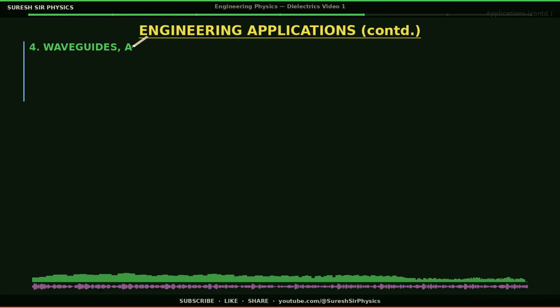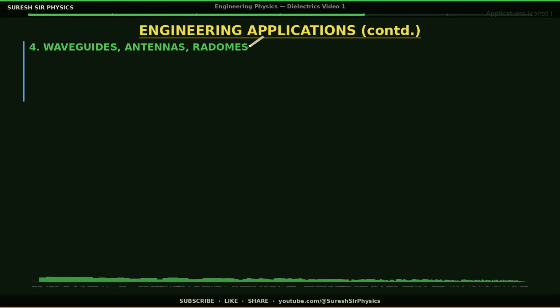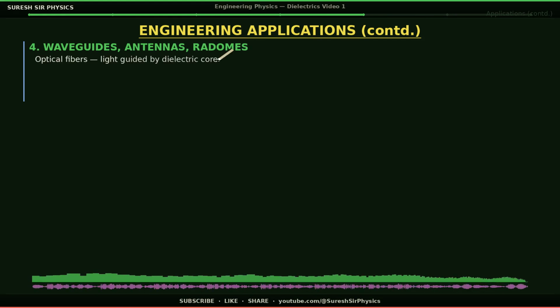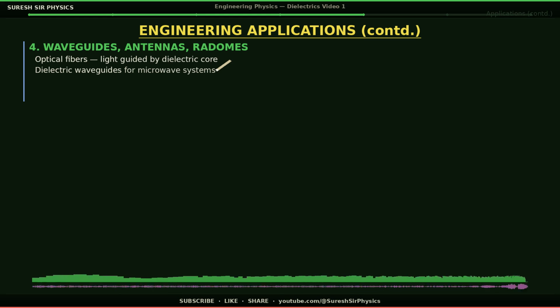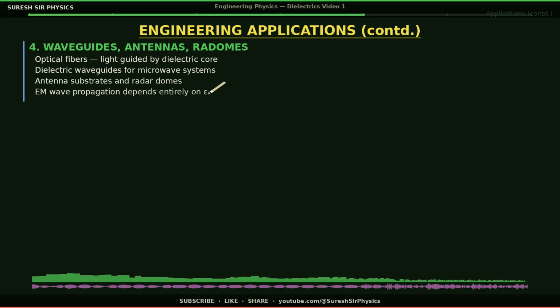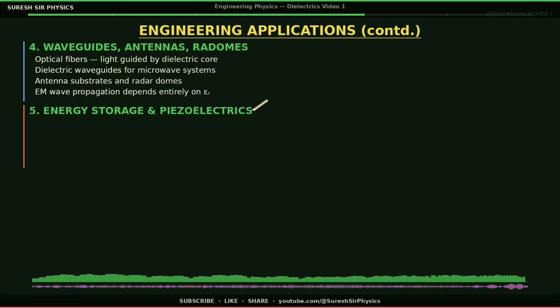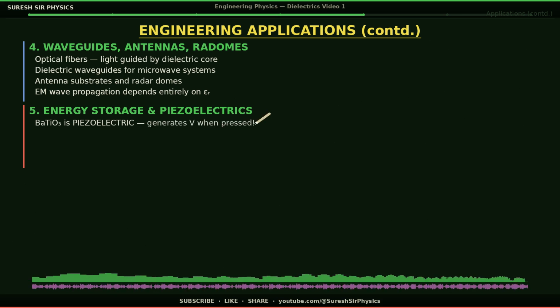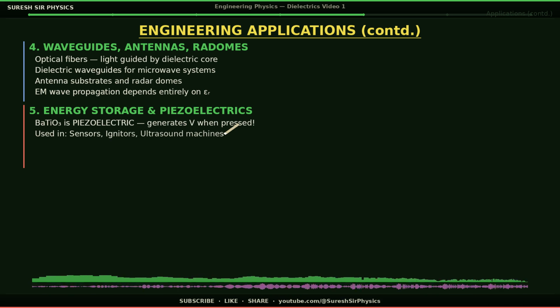Application number 3. Transformers and high voltage insulation. The insulation in transformers, cables and power lines are all dielectric materials. They must withstand enormous electric fields without breaking down. Application number 4. Communication systems. Dielectric materials are used in optical fibers, dielectric waveguides, antenna substrates, and radar domes. The way electromagnetic waves travel through these devices depends entirely on the dielectric constant.